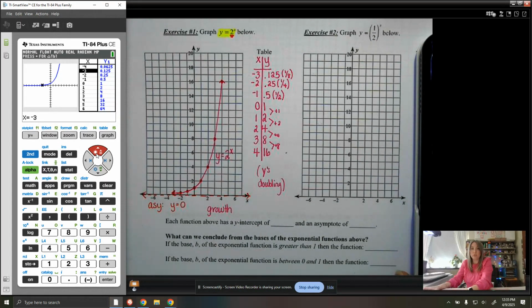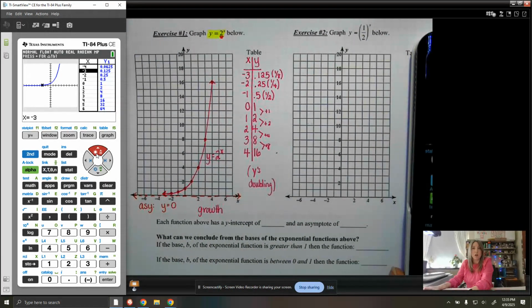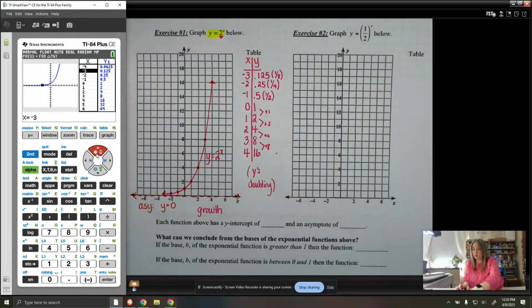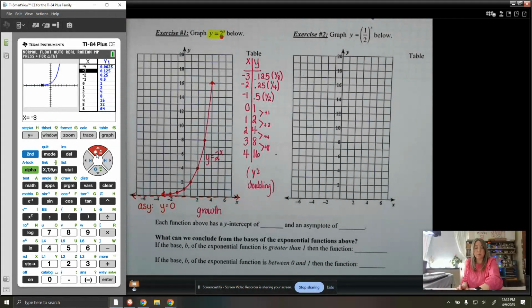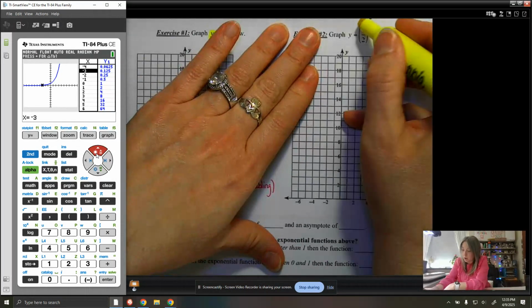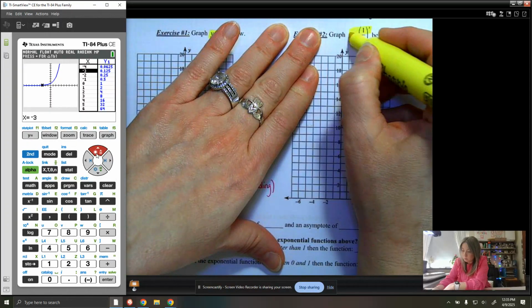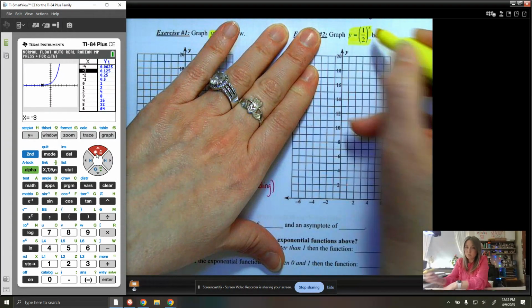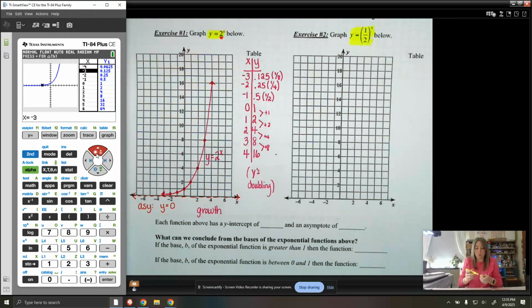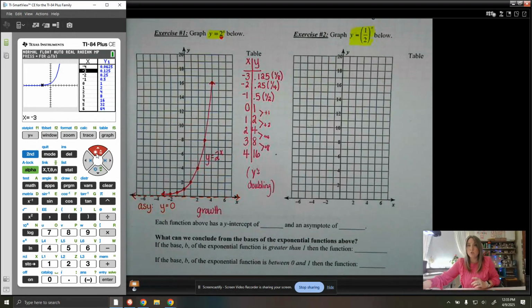Let's move on to exercise 2, which is, of course, my exponential decay function. It's my most basic exponential decay function. Y equals 1/2 raised to the x power. So y equals 1/2 raised to the x power. So now let's graph this function.